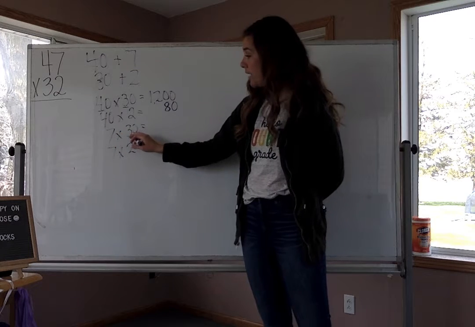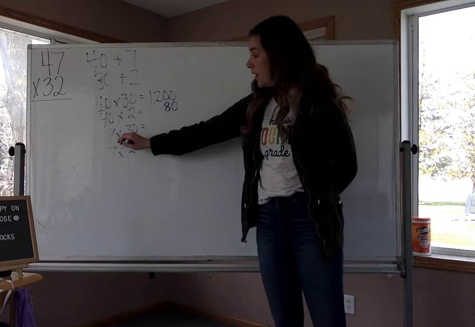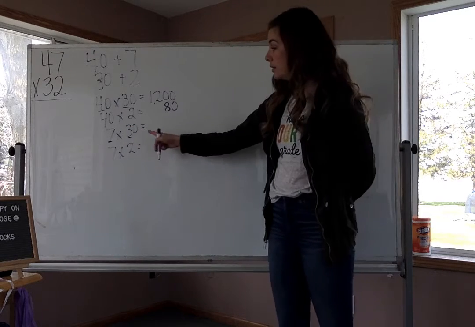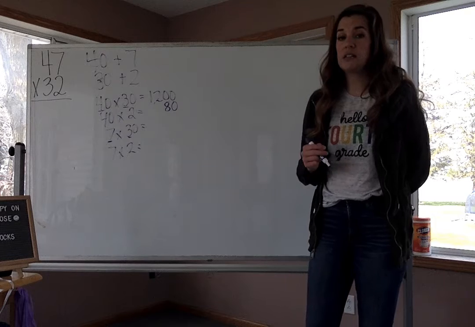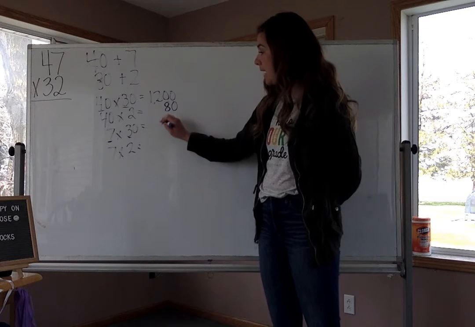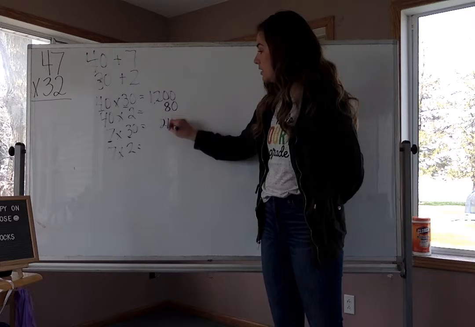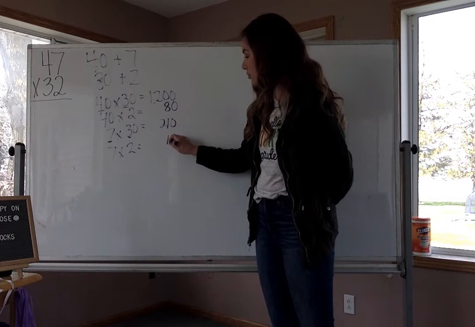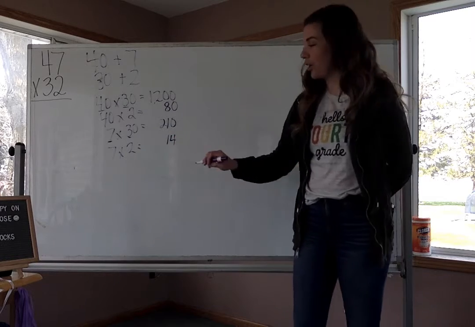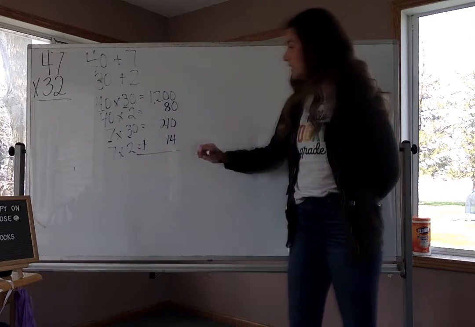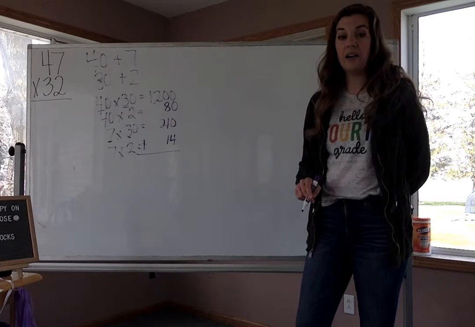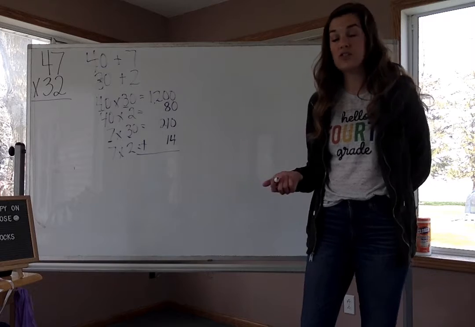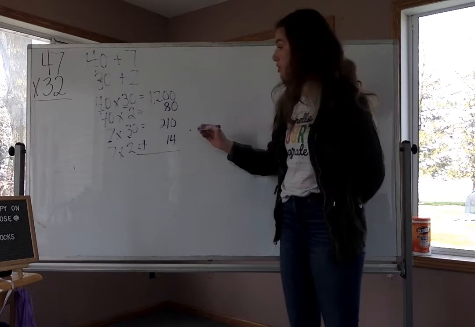Next, I'm going to multiply 7 times 30. I'm looking at the basic fact, 7 times 3, and I know that that is 21. And again, I need to add that 0 on at the end to reflect the fact that I am multiplying by a multiple of 10. So 7 times 30 is 210. And finally, 7 times 2, one of those basic facts that we know by heart, is 14. Finally, the last step in partial products is to add all the partial products together so that I can get one final product or answer to 47 times 32.